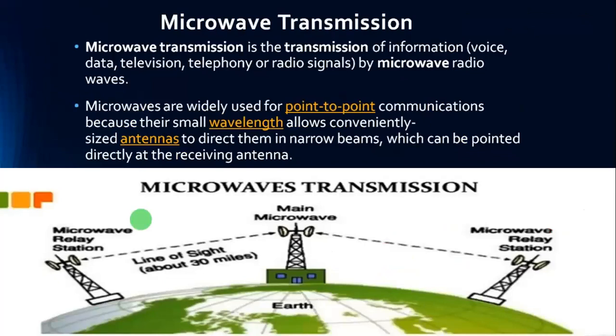Now, microwave transmissions. Microwave transmission is the transmission of information by voice, data, television, telephony, or radio signals by microwave radio waves. Microwaves are widely used for point-to-point communications. Point-to-point communications are also called line of sight communications, because the small wavelength allows the size of the antenna to direct the waves in narrow beams, which can be pointed directly at the receiving antenna.